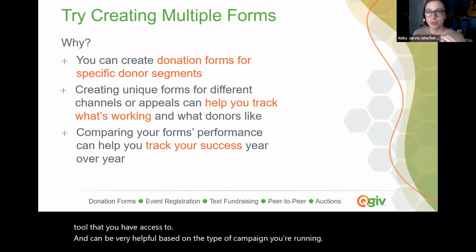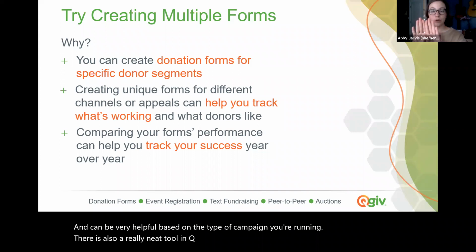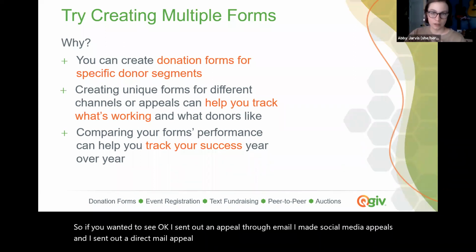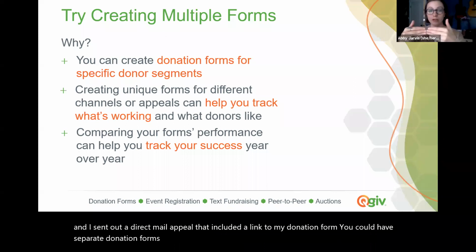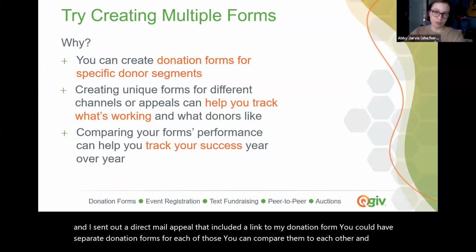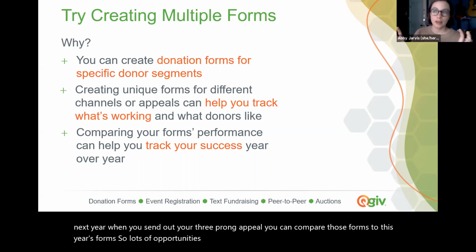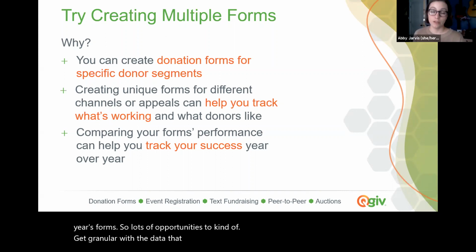There is also a really neat tool in Qgiv that lets you look at forms side by side. So if you wanted to see, okay, I sent out an appeal through email, I made social media appeals, and I sent out a direct mail appeal that included a link to my donation form, you could have separate donation forms for each of those. You can compare them to each other. And then next year, when you send out your 3-prong appeal, you can compare those forms to this year's forms. So lots of opportunities to get granular with the data that you're looking at and the form performance that you are evaluating at the end of your campaign.